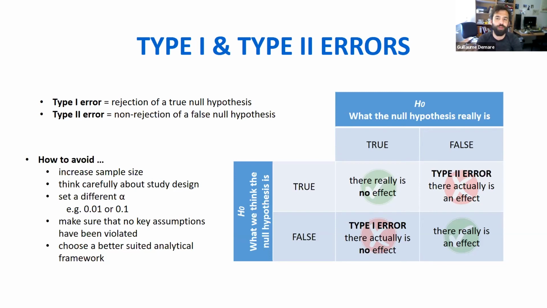And it will essentially reduce the type 2 errors. If we have a low sample size, maybe it is more likely that we will conclude that there is no difference when actually there is one. So this is the type 2 error. There actually is an effect, and if we had a larger sample size, maybe we would have been able to detect that effect.